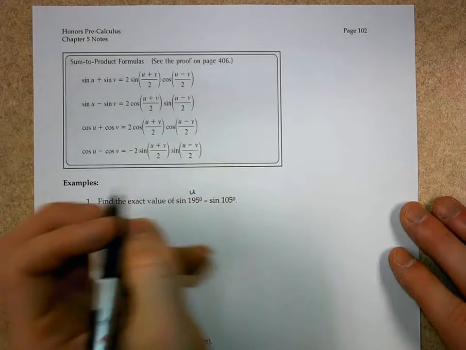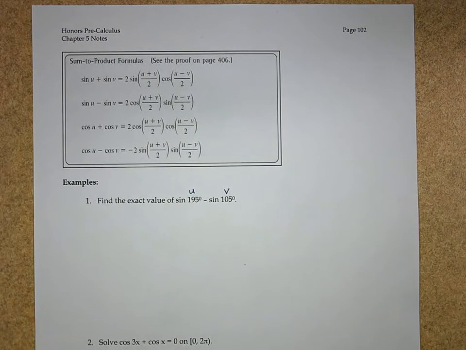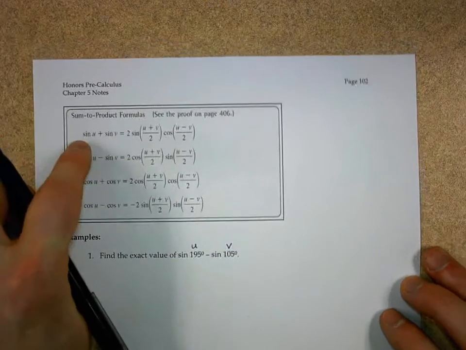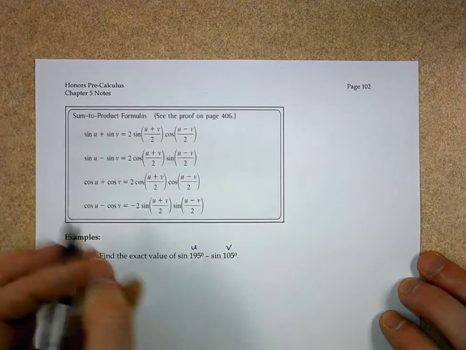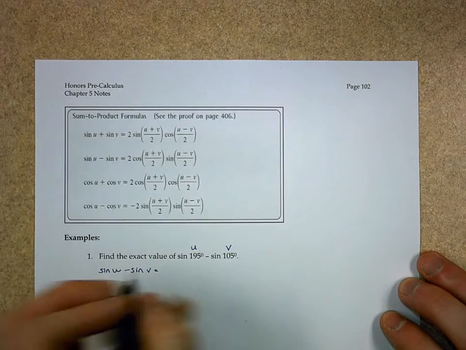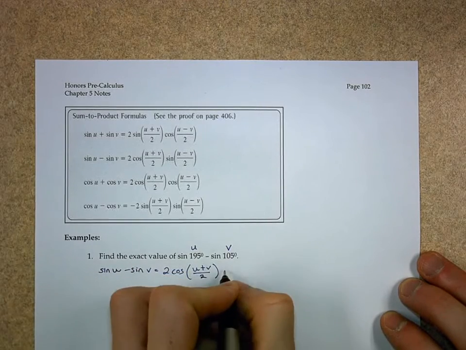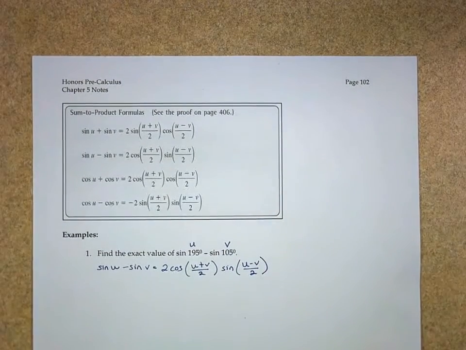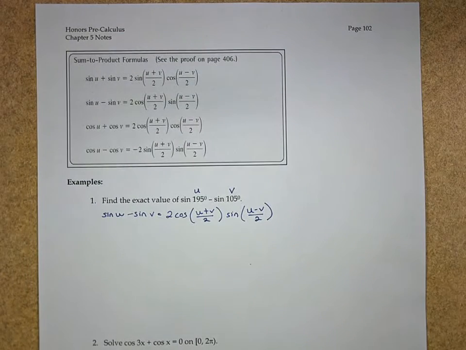And here, u is going to be 195, and v is going to be 105. So really what I've got here is the sine of u minus the sine of v. Well, looking up here, I can see the sine of u minus the sine of v is what I want. So the sine of u minus the sine of v is 2 times the cosine of u plus v over 2 times the sine of u minus v over 2. So I'm going to rewrite these two terms as a single multiplication term, and I'll get the exact value from that.